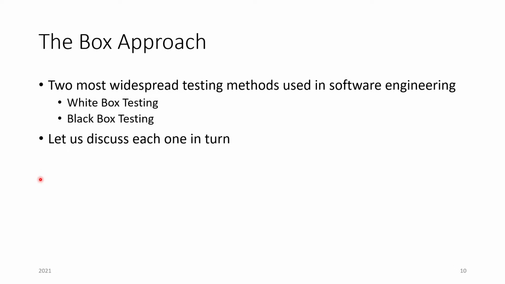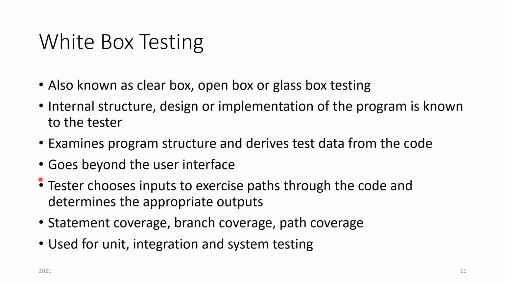So with regards to testing methods, we refer to these as the box approach. There are two box approaches that we use, which are white box testing and black box testing. Now let's look at what each one of these means. White box testing, as you may think, is a white box or a clear box. It means that you can see all the code, all the internal structures, all the internal workings of the program itself.